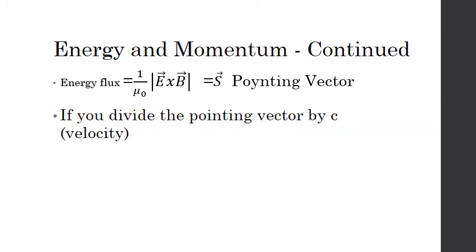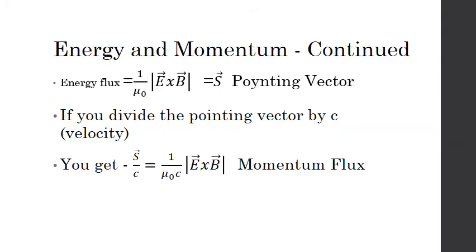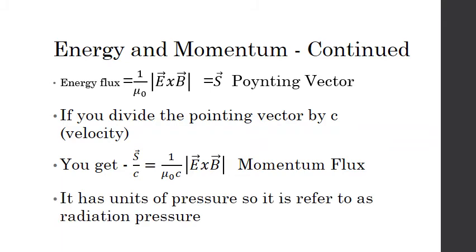Well, that gives me the energy flux. Well, if I divide the energy flux by the velocity of the wave, which is c, I get what is called the momentum flux. This helps us calculate the momentum of the electromagnetic wave. Well, this momentum flux has units of pressure, so it's usually referred to as radiation pressure.